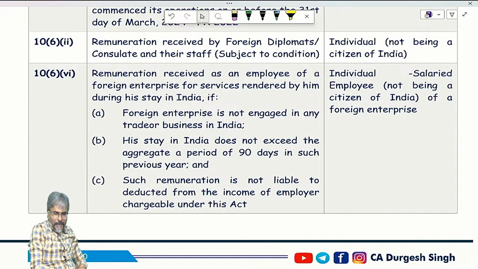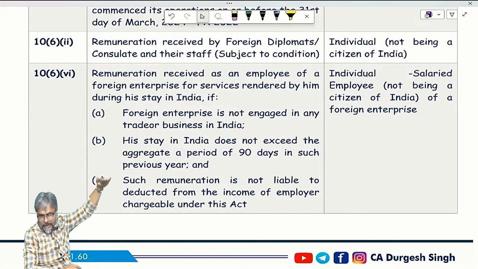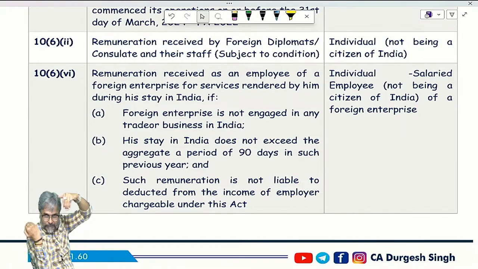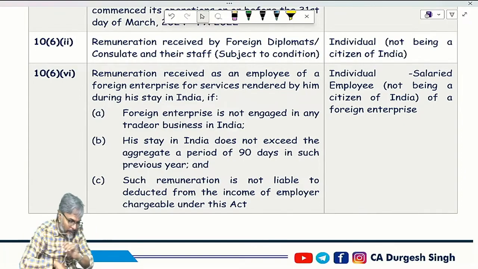We will see. So, 90 days is the period of maximum stay. Exemption will be given to the salary which he has earned during that period, provided only one condition, remember it: that the foreign company whose employee was sent to India should not be engaged in trade or business in India. I hope that all of you are clear with this one.